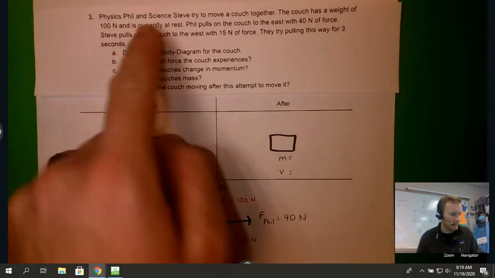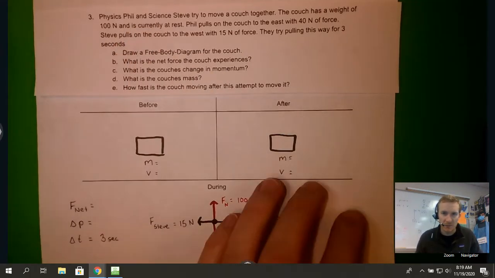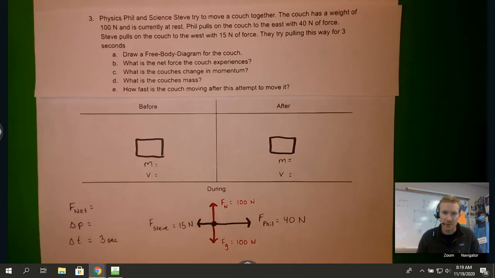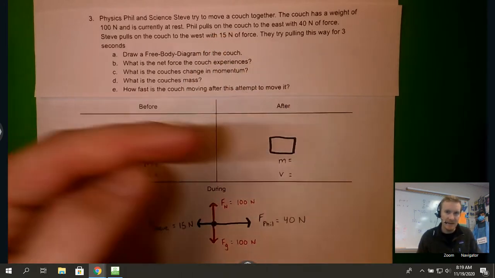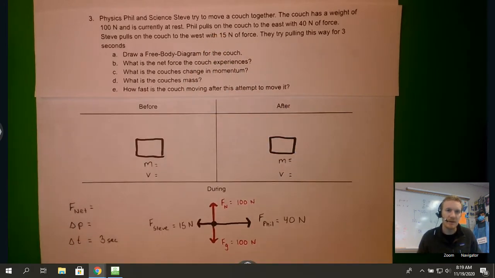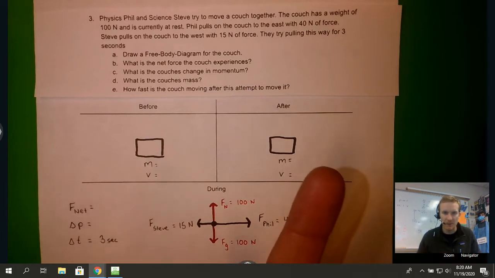Number three. We have Physics Phil and Science Steve. They're trying to move a couch together, but they're not doing a very good job. The couch has a weight of 100 newtons. It's currently at rest. Phil pulls on the couch to the east with 40 newtons of force. Steve pulls the couch to the west with 15 newtons of force. They try and pull this weight for about 3 seconds. Okay, so they're kind of having a tug of war with this couch.